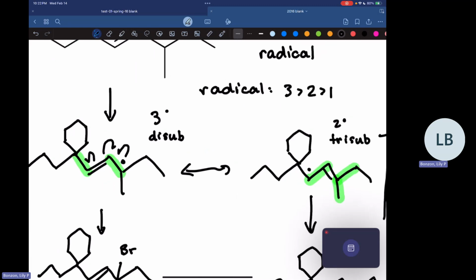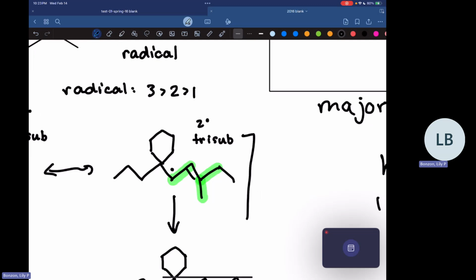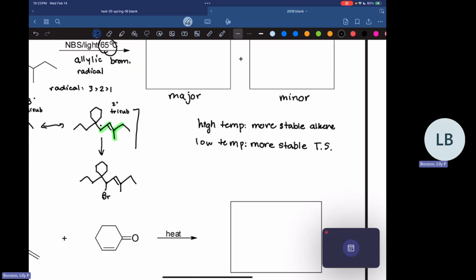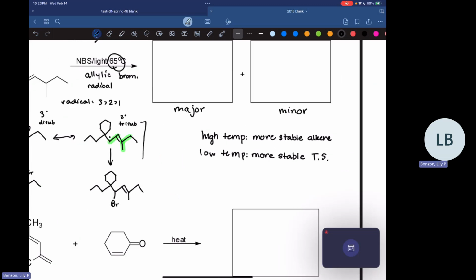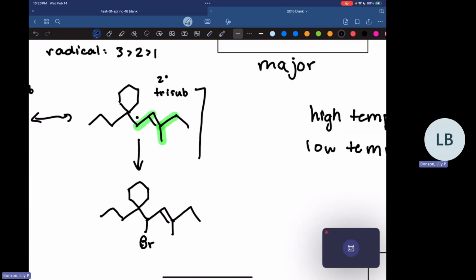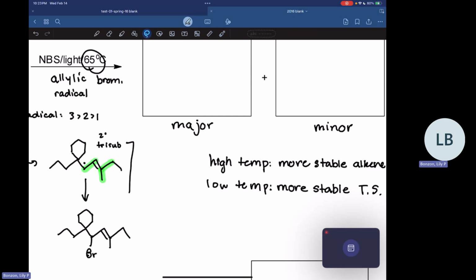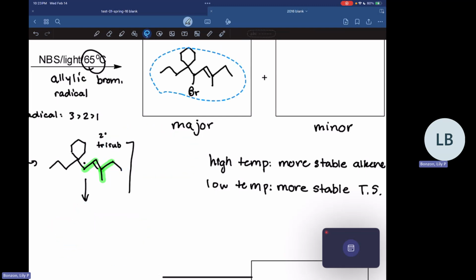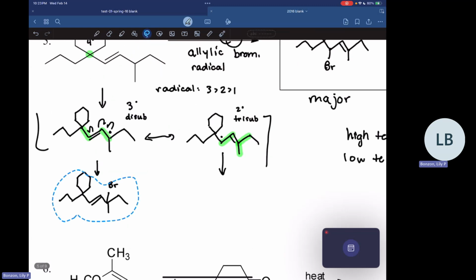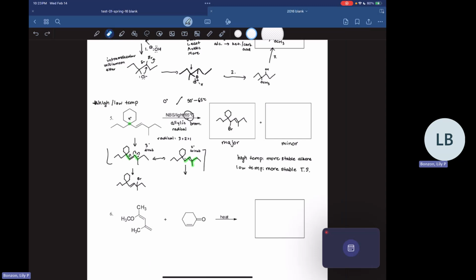So the left structure has the more stable radical, but the less stable alkene. The structure on the right has the less stable radical and the more stable alkene. And so then we're going to have to look at the temperature that we're given and go back to these rules over here. So since we're given 65C, that's going to be considered high temperature. And so we're going to go with the more stable alkene product. And so that's going to be this structure here, because it's tri-substituted versus di-substituted. So in the major box, we're going to take this product and put it in there. And then the minor product will just be the other product of the reaction. Okay, so that would be our minor product.